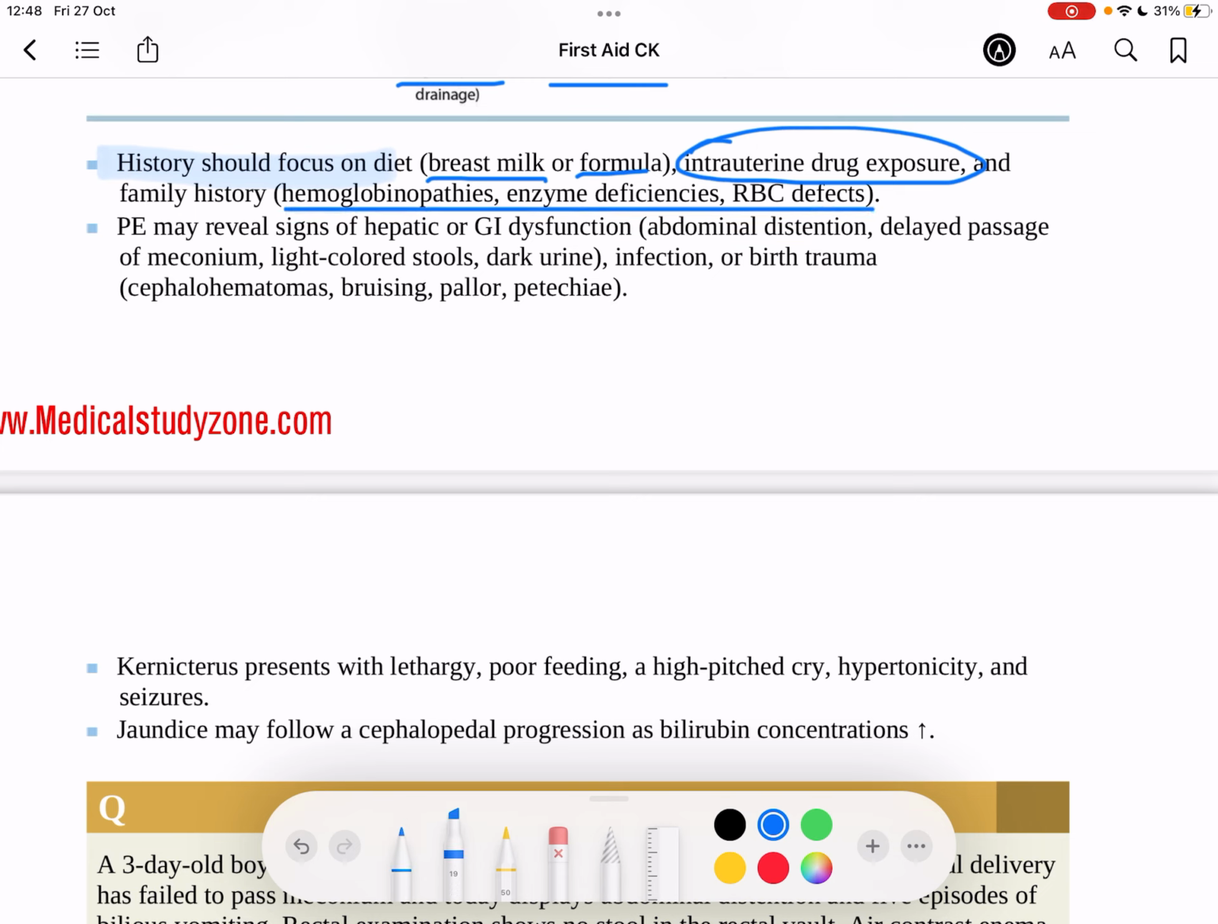Physical examination may reveal signs of hepatic or GI dysfunction. Maybe the patient has abdomen distension. Maybe they have a delayed passage of meconium.